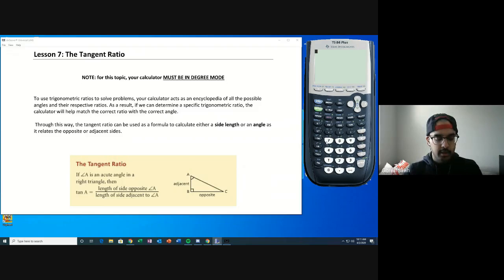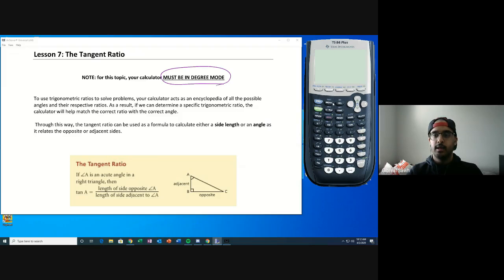Now the important part here, like it says at the top, your calculator needs to be in degree mode. Most calculators come standard in degree mode, all the scientific ones, but your graphing calculator, if you're using one of these, doesn't come standard in degree mode. So if it's ever been reset, you're going to need to change it back.